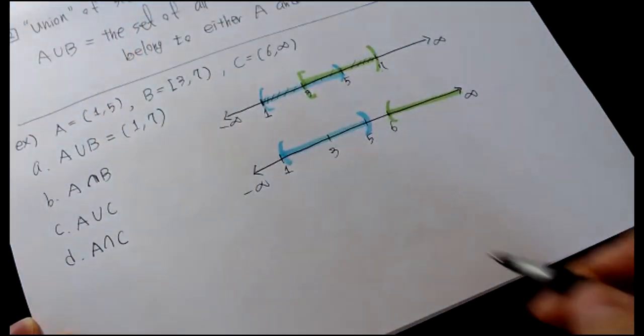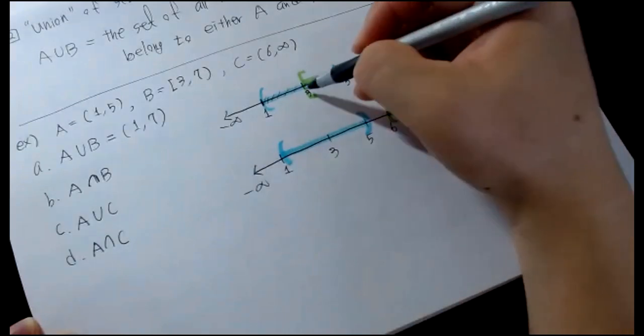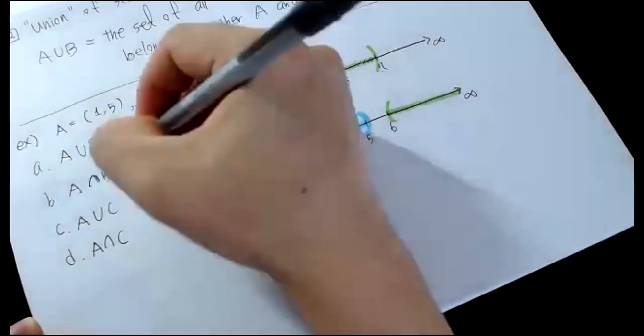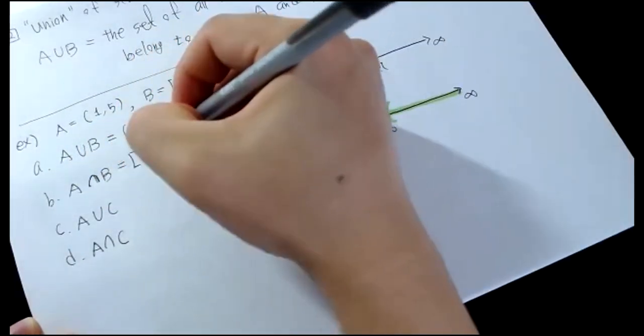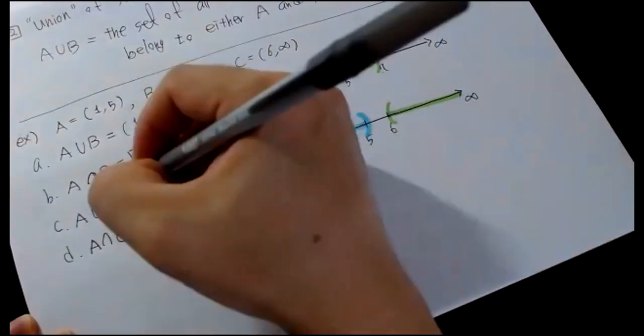A intersection B: as you can see, the common part is 3 to 5, closed 3, open 5, right? Closed 3, open 5. And then what about A intersection C?